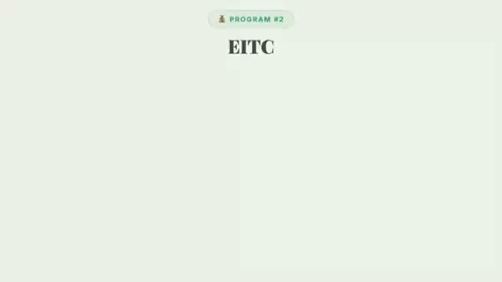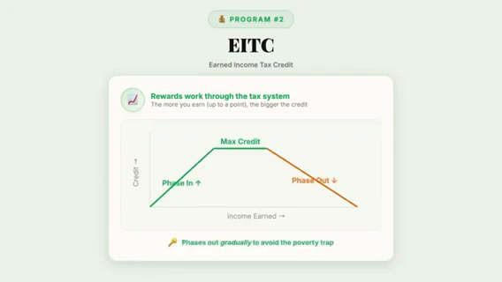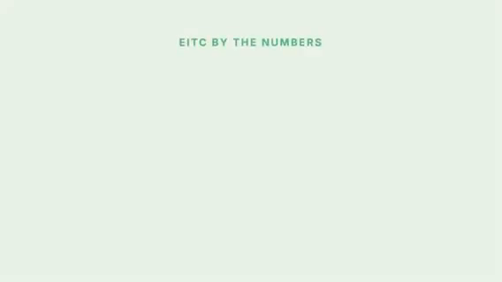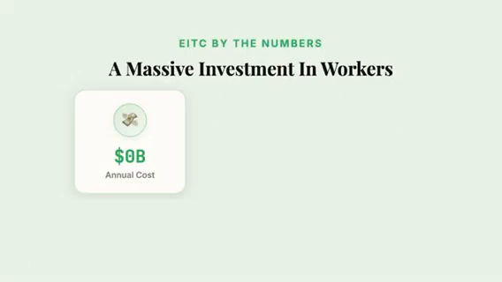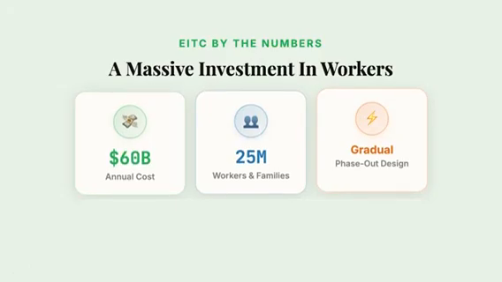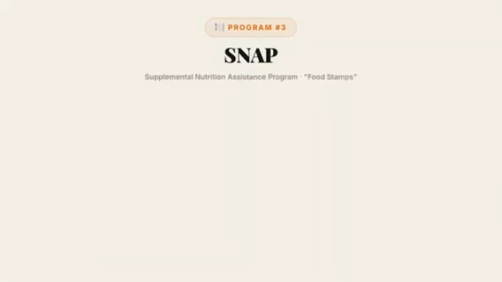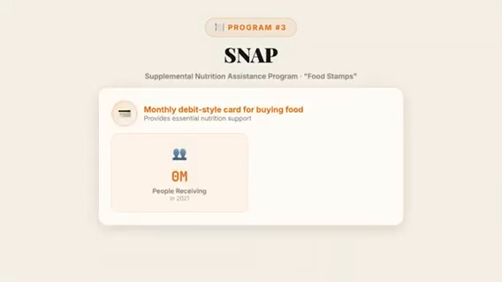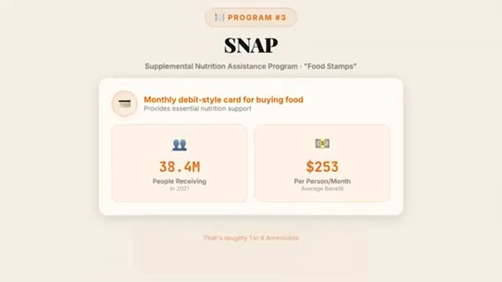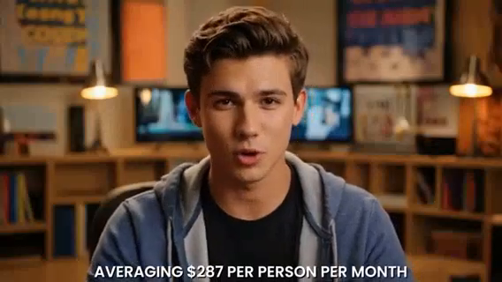The Earned Income Tax Credit, or EITC, rewards work through the tax system. The more a low-income person earns, up to a point, the bigger the credit. It phases out gradually to avoid the poverty trap, and it now costs around $60 billion a year, reaching 25 million workers and families. SNAP, often called food stamps, provides a monthly debit-style card for buying food. In 2021, about 41.5 million people received benefits averaging $287 per person per month.